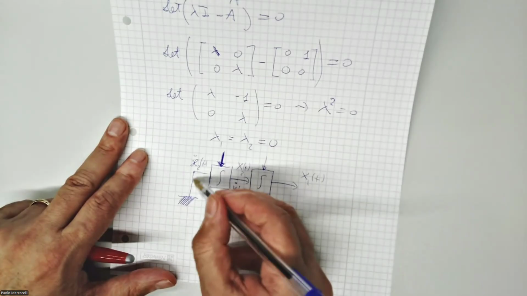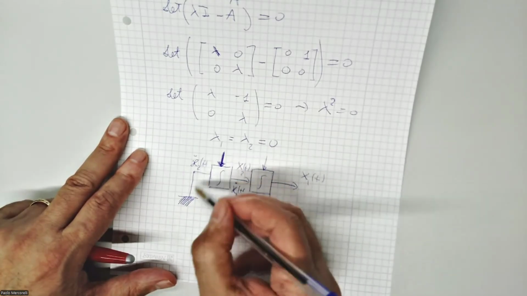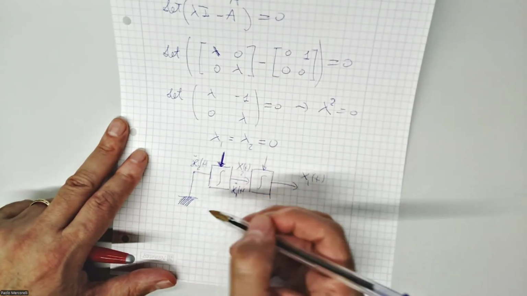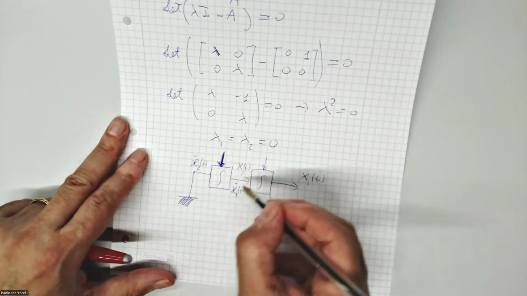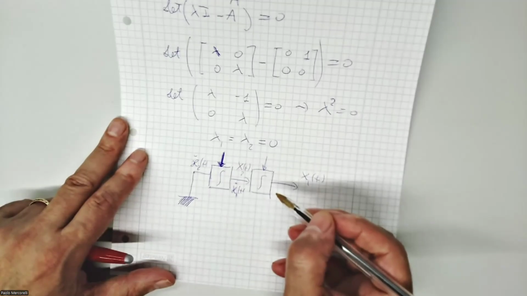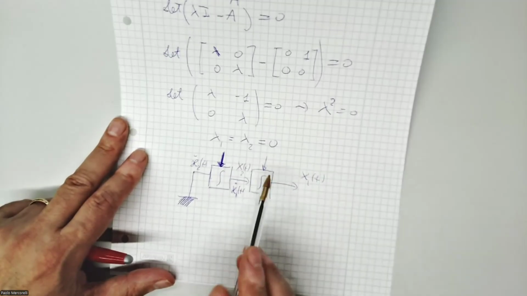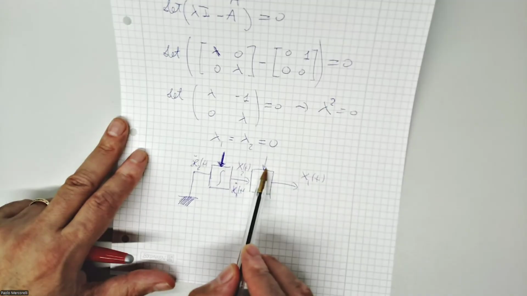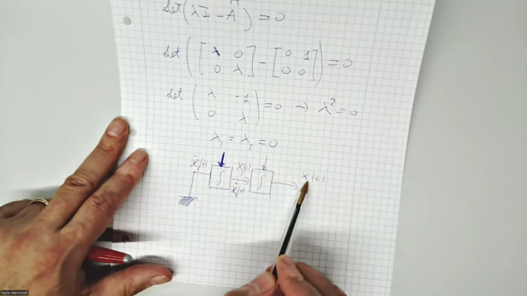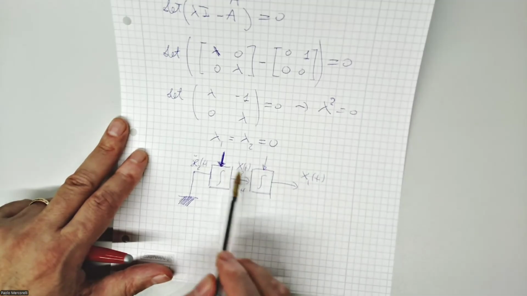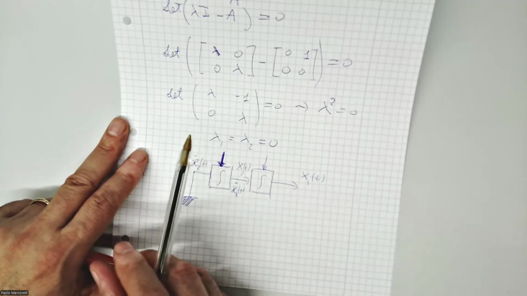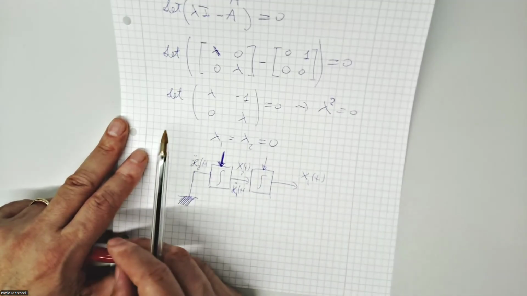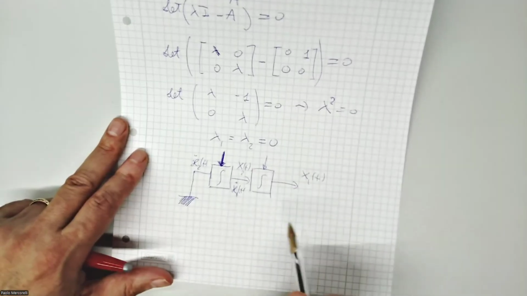This means the system, in the free answer, because the input is 0, is not stable for each initial condition. If I put here an initial condition, in this case the answer is limited, because 1 remains 1, but the integral of a 1 is a ramp. This means it's not stable, it's unstable, because not for each initial condition does the output remain limited.